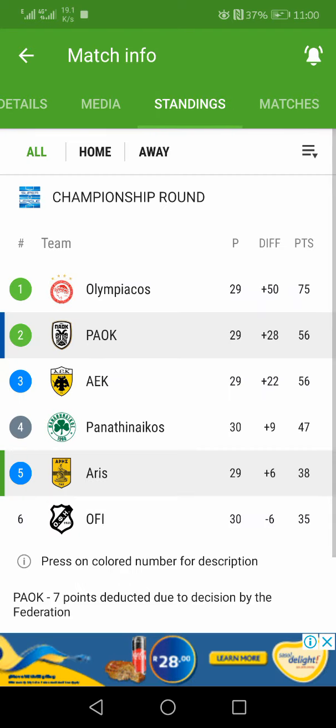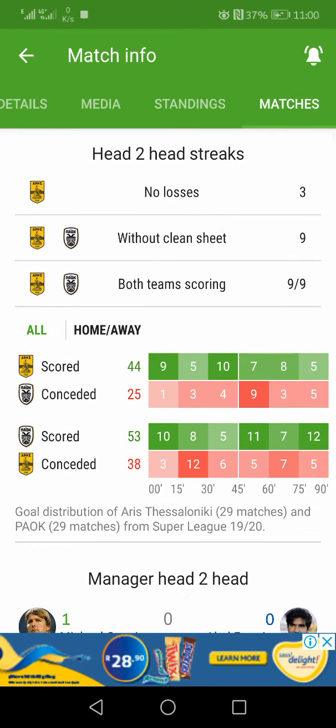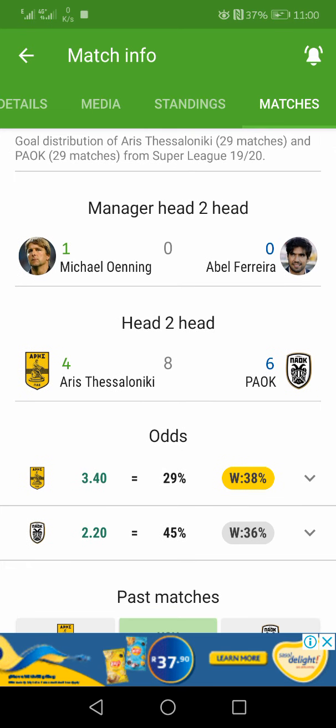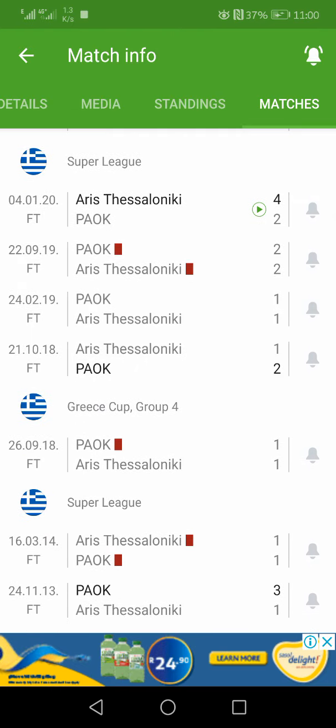Firstly, standings. Look at that. PAOK, and look at the point difference. We said that standings don't contribute that much, but we can say they contribute 2%. And then we go to matches right away. Wow, matches, head-to-head stat. You can see that these teams, when they meet, they always score each other, but let's first check the head-to-head. PAOK has the upper hand here because they won 6 times and the other team only won 4 times, and they drew 8. Let's go. You don't go further than this.